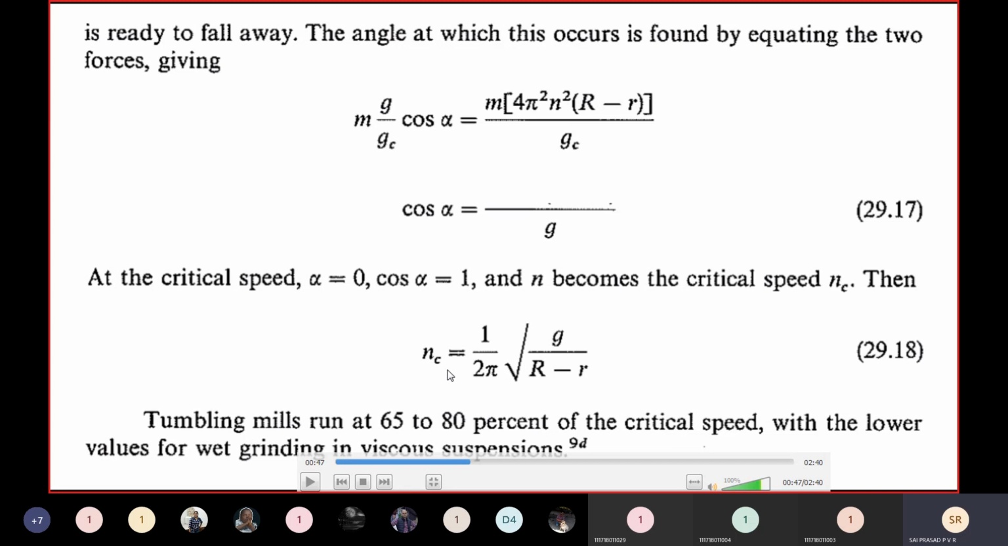Tumbling mills run at 65 to 80% of the critical speed. This statement applies when we have only one grinding medium, but when you are adding n number of balls, you can imagine the situation. So he says that tumbling mills can run at 65 to 80% of the critical speed. Once you know the critical speed of the ball mill, it is accepted to run the machine at 0.65 or 0.8 of it, with the lower values used for wet grinding in viscous suspensions. What are viscous suspensions and wet grinding here? When we pour water into the ball mill, that becomes wet grinding.